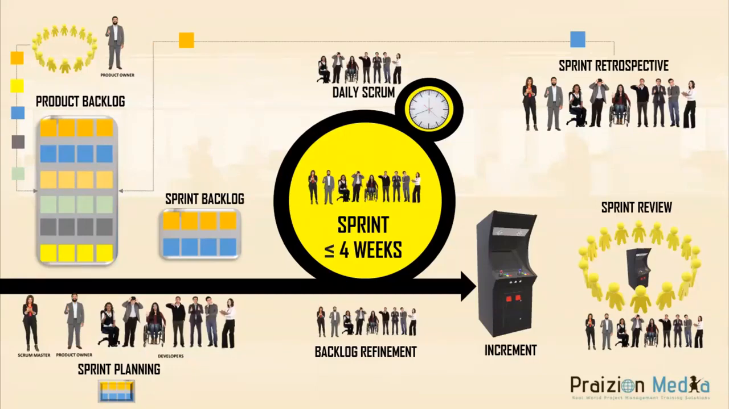You can see we have 3 roles: product owner, scrum master, and developers, and 5 ceremonies that are officially recognized. That is sprint planning, the sprint review, sprint retrospective, and daily scrum. And we have 3 artifacts: product backlog, sprint backlog, and increment. I hope you found this to be helpful.